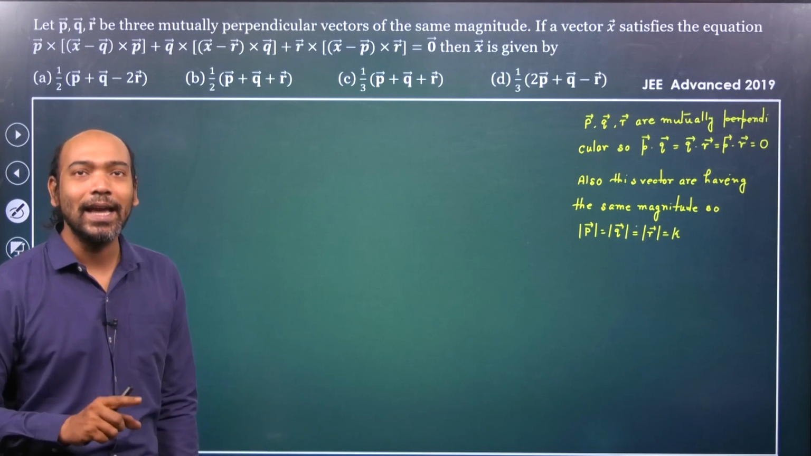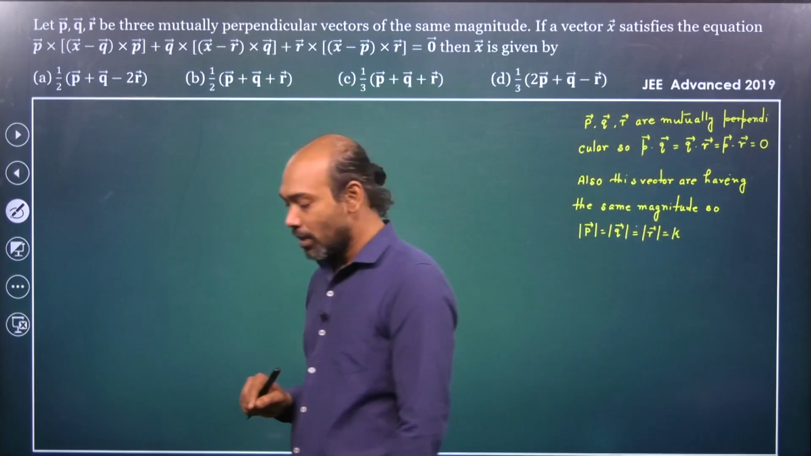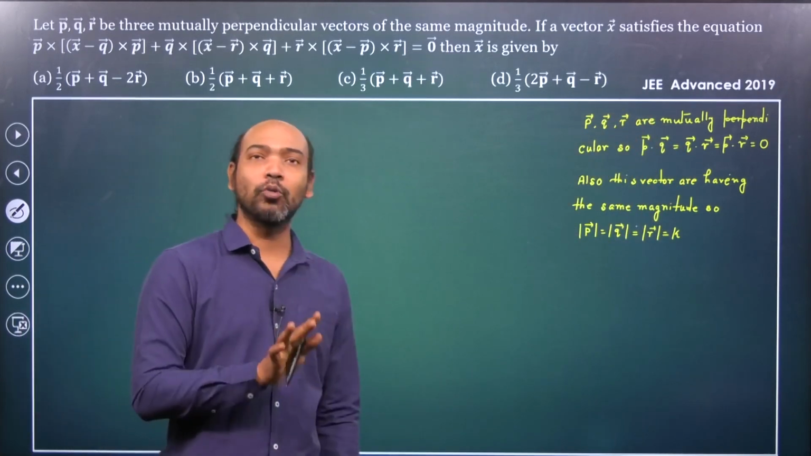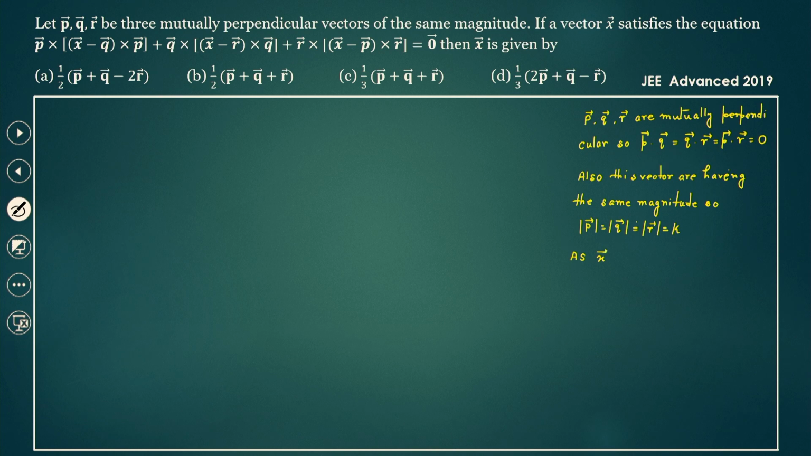Now a vector X that satisfies this given equation also lies on the plane, right? So therefore we'll say that X and P, Q, R are coplanar, right? No, that's not the appropriate logic. So let's go ahead.